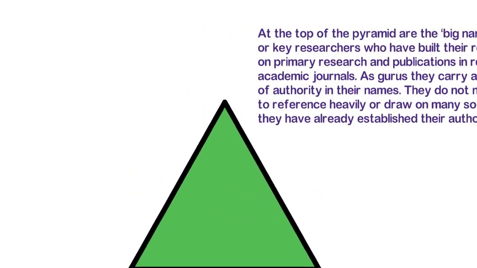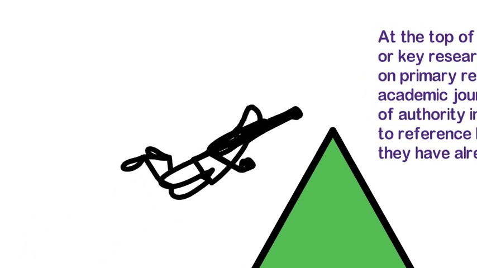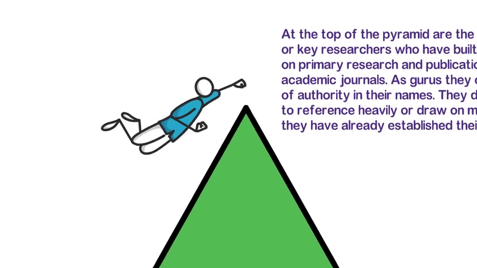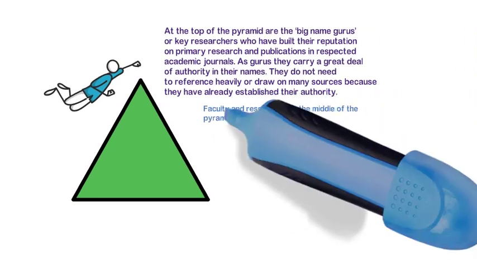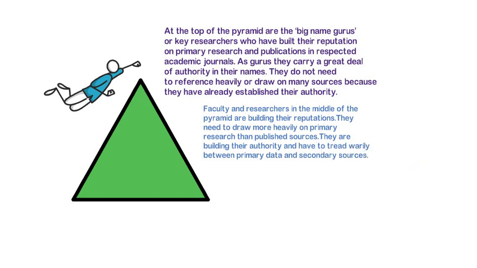Faculty and researchers are in the middle of the pyramid. They are at various stages of building their reputations. They need to draw more heavily on primary research than published research, and they are often building their authority and have to tread warily between primary data and secondary sources.